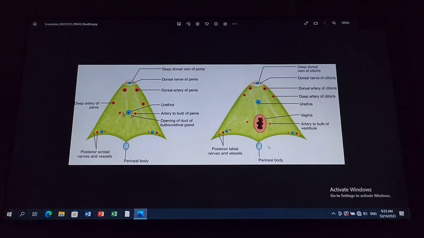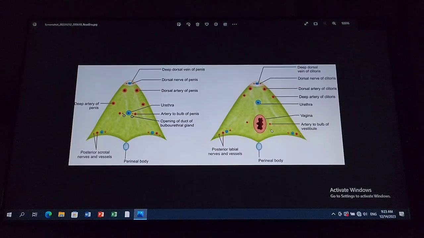فتلاحظون هنا عندنا ما يسمى بالبرينيال بادي اللي هو الميد لاين posterior border مال البرينيال ممبرين. الميد لاين اتاشمنت نسميه برينيال بادي. وهو منا نرسم لاينز ترانسفيرس لاينز. فيصير عندنا اليوروجينيتال diaphragm in front and the anal triangle behind. فبالتالي the area below the perineal membrane in erect position is what we call the superficial perineal pouch.